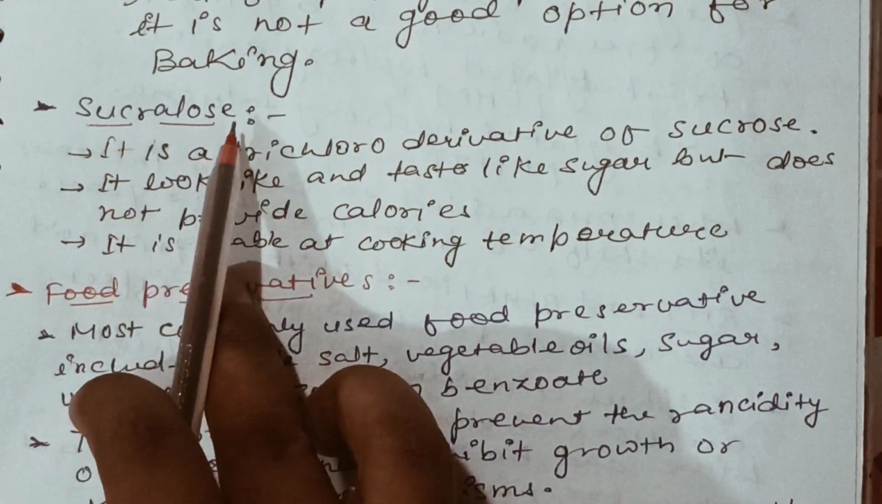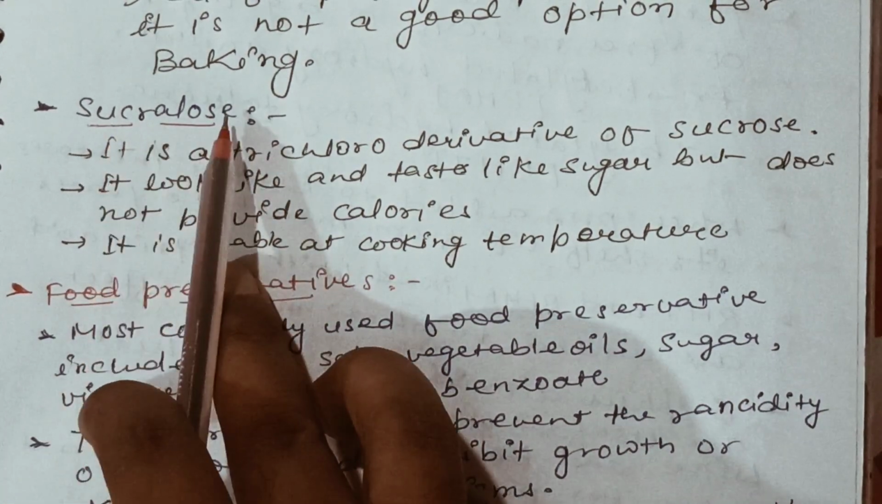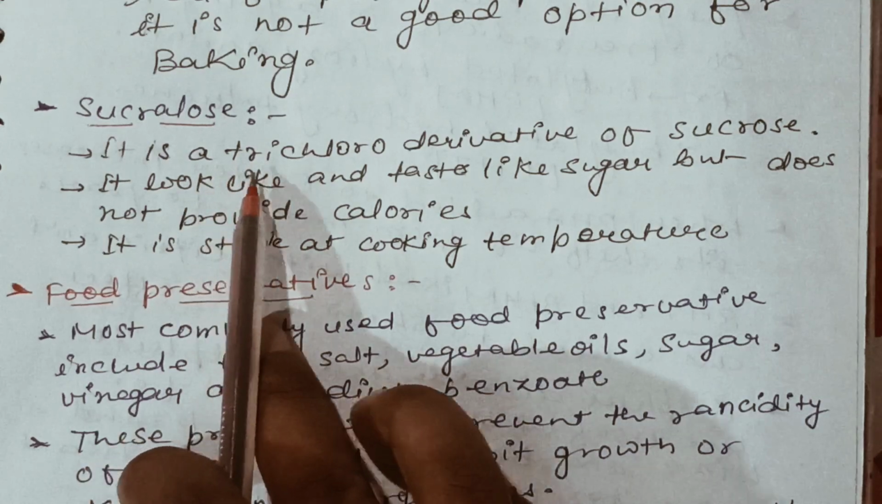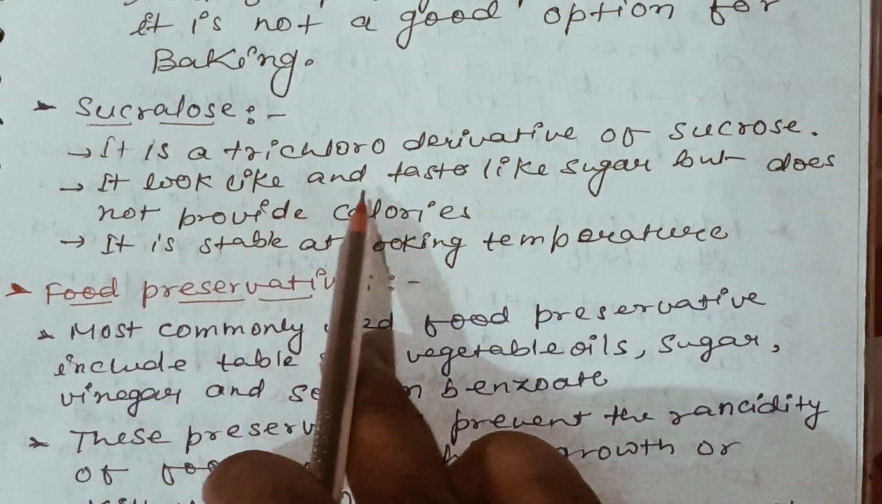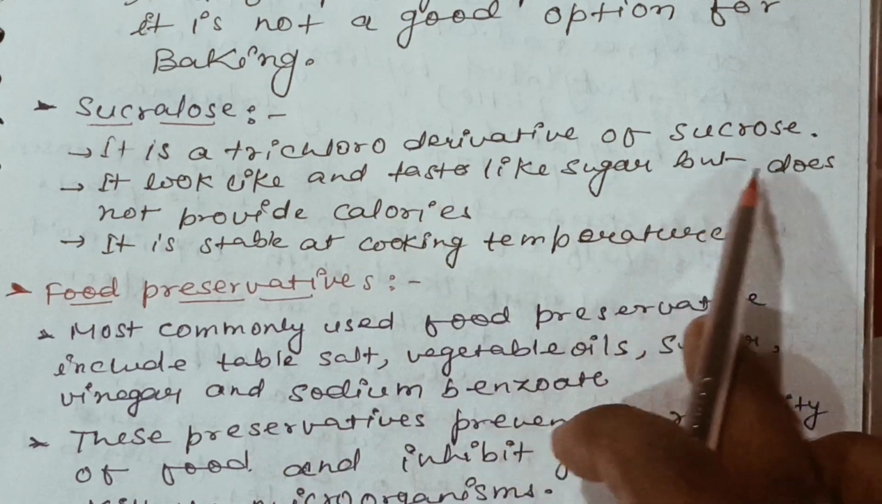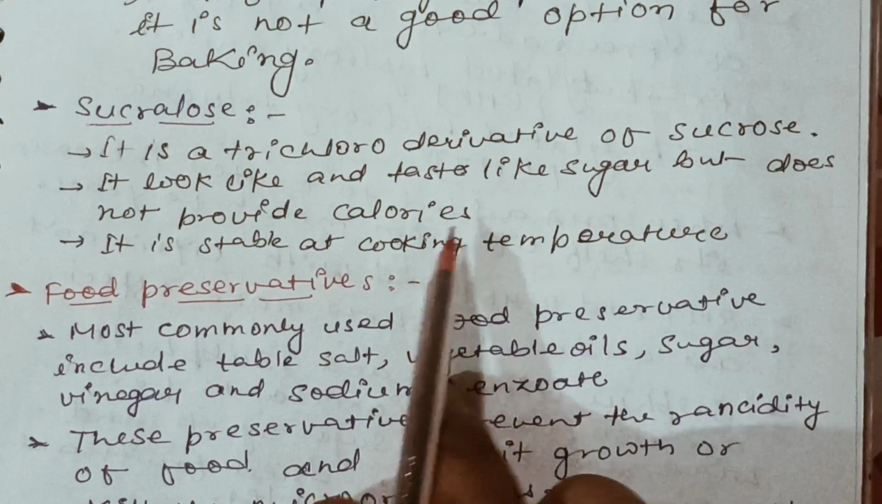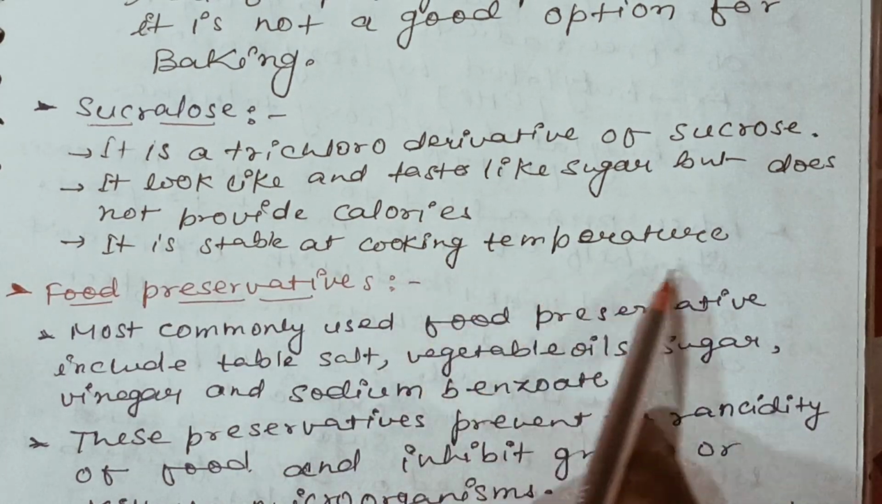Sucralose is a trichloro derivative of sucrose. It looks like and tastes like sugar but does not provide calories. It is stable at cooking temperature.